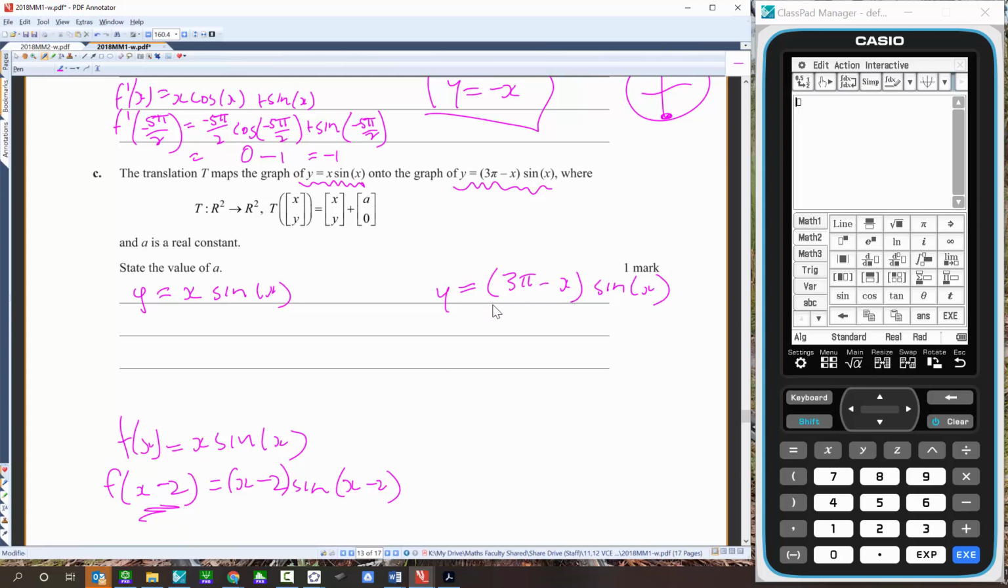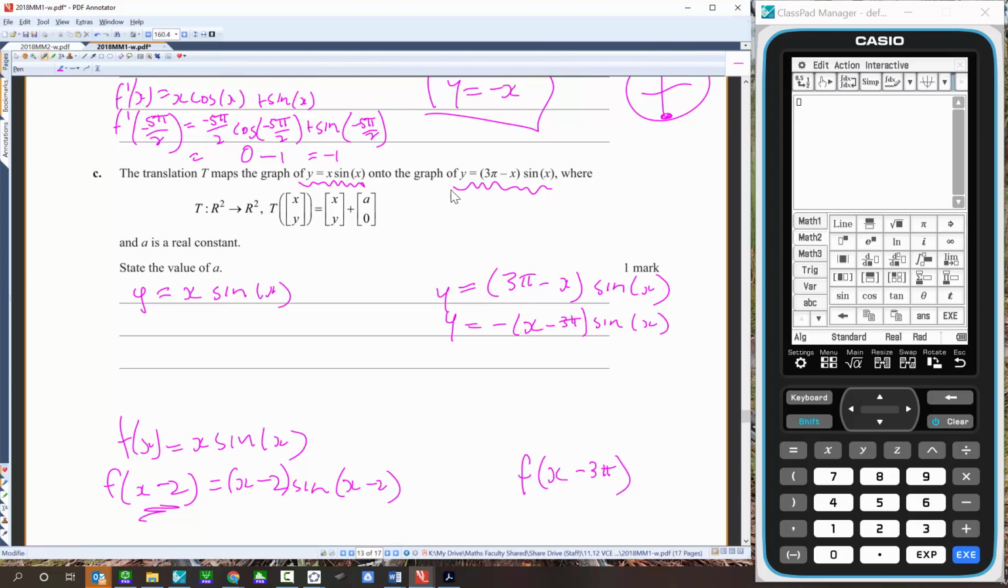All right, and I'm going to suggest that what they might have done is I think they might have tried to shift this graph 3 pi units to the right. Okay, that's what I think has happened here. Now, how do I know that? Well, if I want to shift 3 pi units to the right, what I do is I go f of x take 3 pi. So that sends the graph that way.